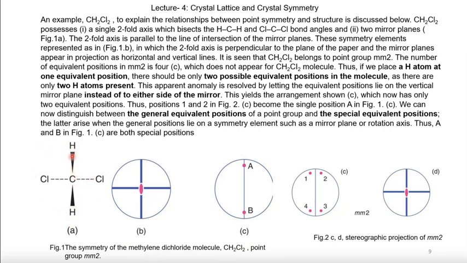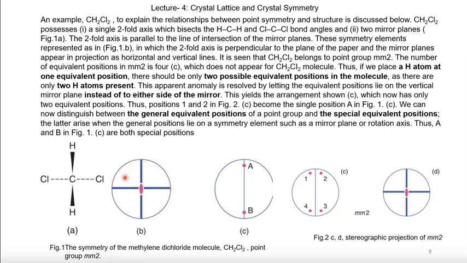So you see, we can bisect the H-C-H angle and the Cl-C-Cl angle by a twofold rotation. So there is a twofold rotation. Perpendicular to this, we can bisect this molecule. And then we have two mirror planes also, is it not? Here is one mirror plane horizontal and another mirror plane vertical. So our point group should be mm2.